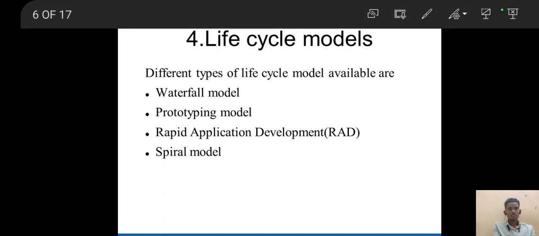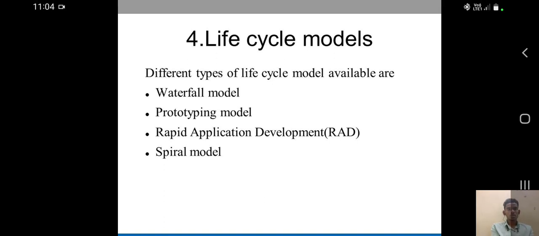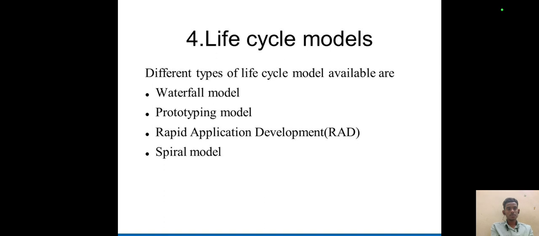Life cycle models. Different types of life cycle model available are waterfall model, prototyping model, rapid application development RAD model, and the spiral model. These are the different types of software development life cycle models. The main is waterfall model. In waterfall model, it will be very easy when we are grading the steps. And in spiral model, it will iterate all the types of applications.